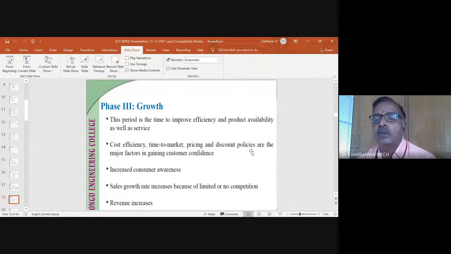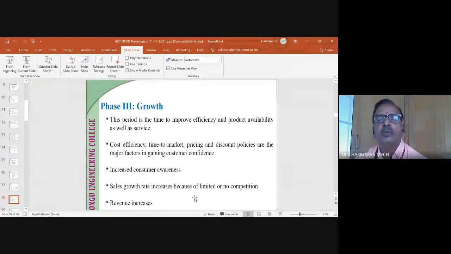Then pricing and discount policies are announced during the growth period. These are major factors in gaining customer confidence. So cost efficiency, time to market, pricing, and discount policies are to be introduced during the growth period so that customers have confidence in your product. Increased customer awareness is also equally important during growth. The sales growth rate automatically increases because of limited or no competition. If your product is good and no competition exists, your growth will rise rapidly, very fast, to a higher level.